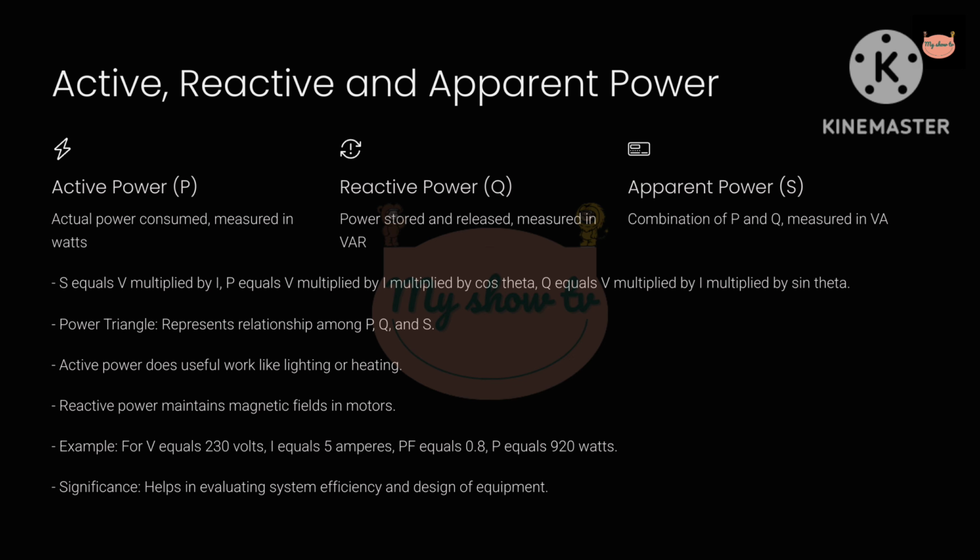Example: if V = 230 volts, I = 5 amperes, and power factor is 0.8, then P = 230 × 5 × 0.8 = 920 watts. S = 230 × 5 = 1150 VA. Q = √(S² − P²) = 690 var approximately. Understanding these types of power helps engineers design efficient power systems and manage energy use effectively.